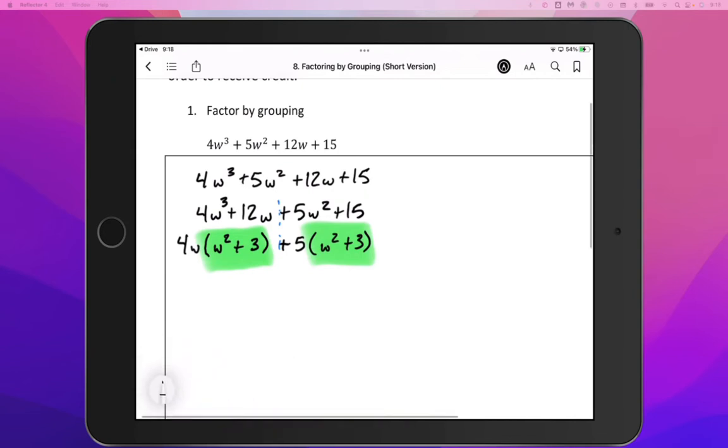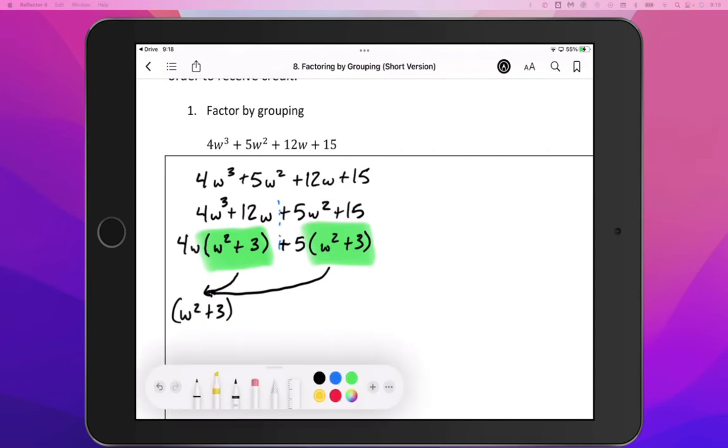And so we're going to take this pair, w to the power of 2 plus 3, and divide it out of both sides. So both of those are being divided out now. They're going to be on the left here. What's left is the 4w and plus 5. So what remains is 4w plus 5.